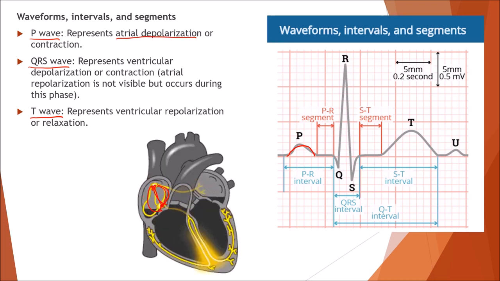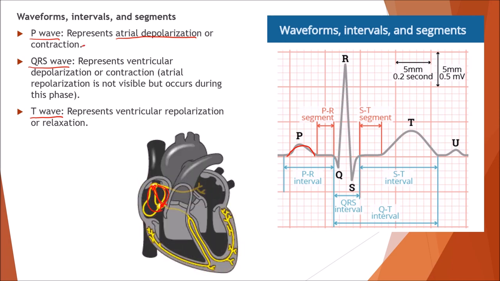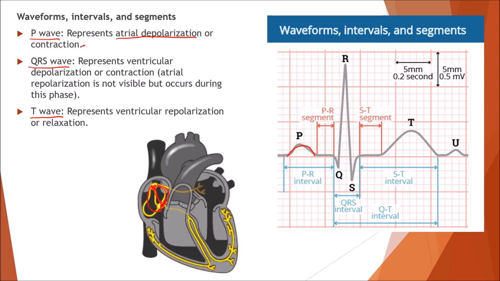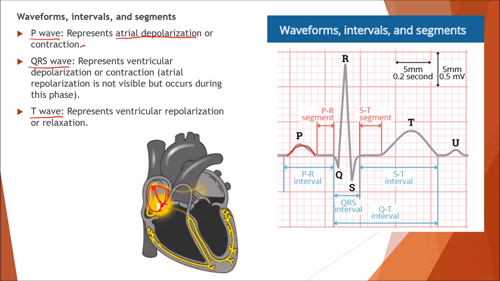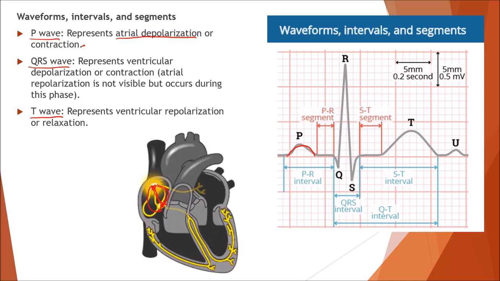Okay. Now, for the context of this test, we're going to use depolarization and contraction to mean the same thing. There's a slight difference, but we're not going to worry about that right now. Okay. So again, the SA node sends the signal down to the AV node. It depolarizes. And so we get the P wave. So the P wave means atrial depolarization, which means atrial contraction, atrial systole. When the atria contract, we get a P wave.